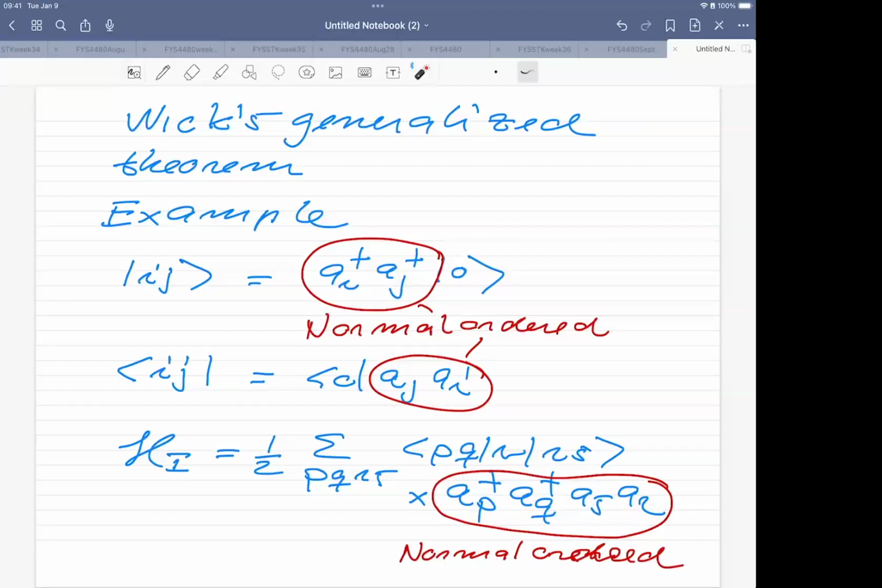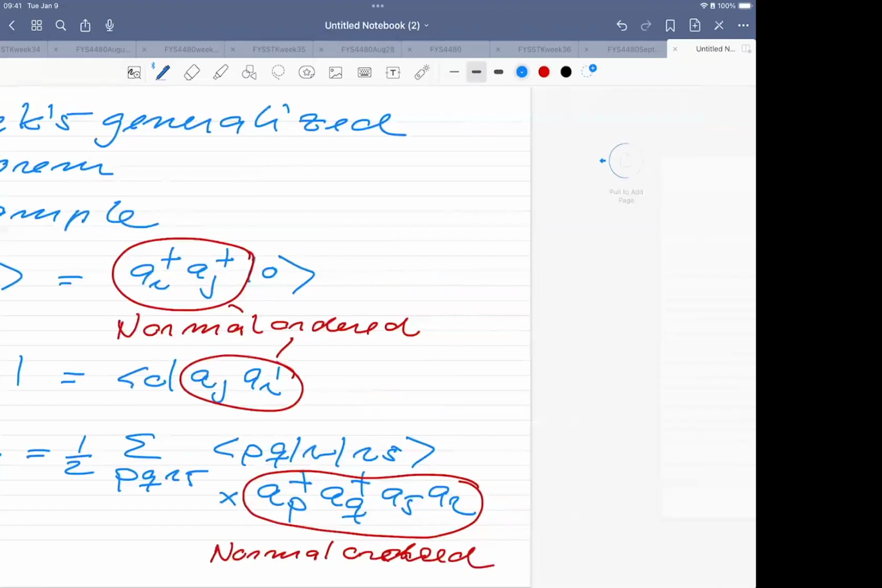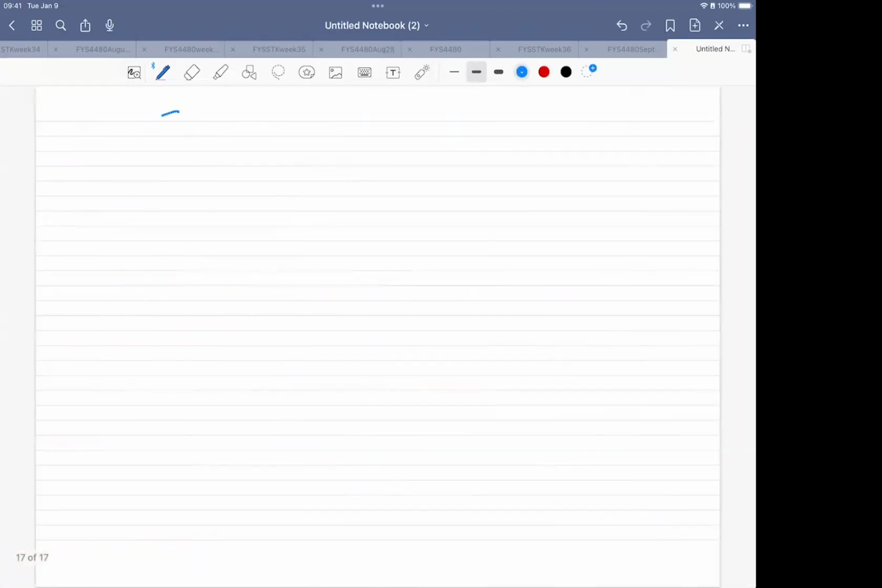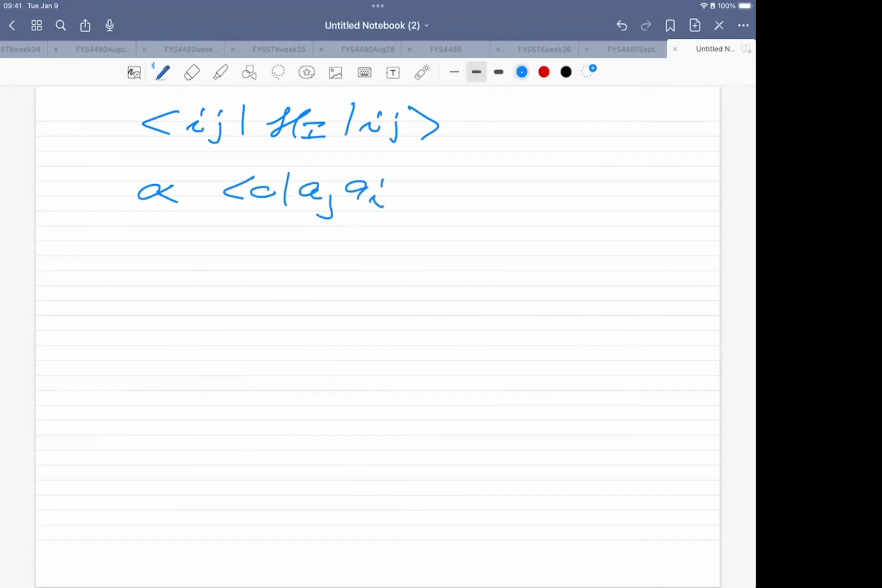So let's now, before we take a break, I'm just going to sneak in one or two minutes more, because I wanted to show you what we did yesterday and rephrase that in terms of Wick's generalized theorem. So yesterday, and this is roughly where we ended, we calculated this expectation value, ij. This is proportional to us taking all the possible contractions of these operators.